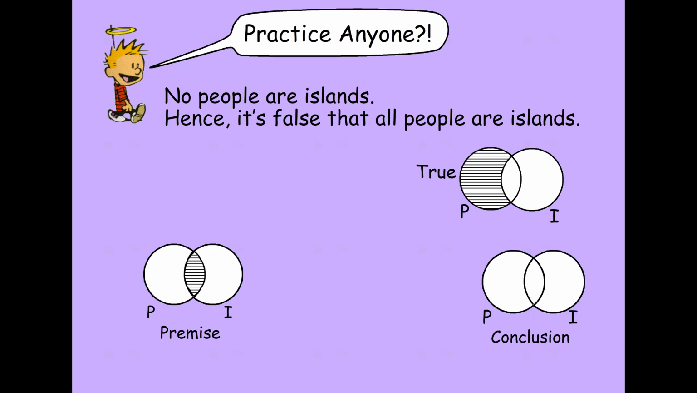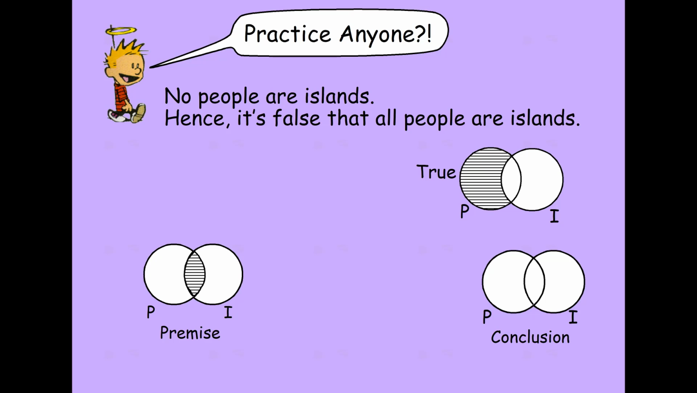I don't know if there are any P's, I don't know if there are any I's, but what I do know is everything that is a P, if there is anything, is going to be in the I circle. And so that area one has to be empty. So I'd shade that in, make sure that it's empty, and that's all I need to make all people are islands true. But my conclusion says it's false.